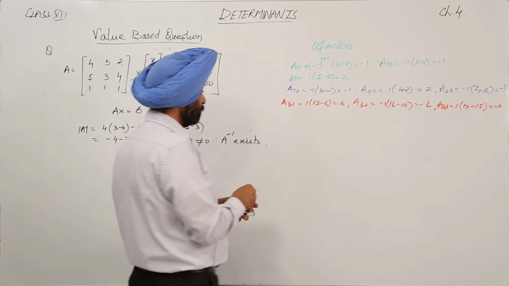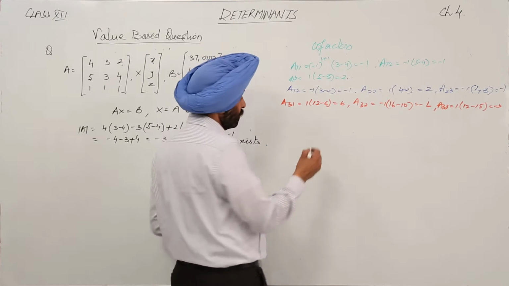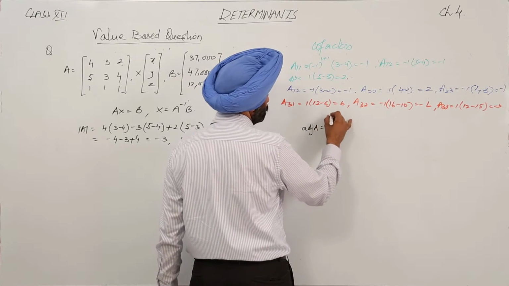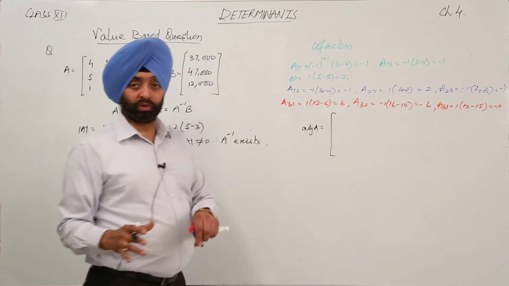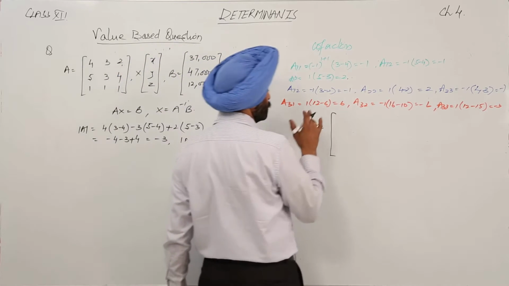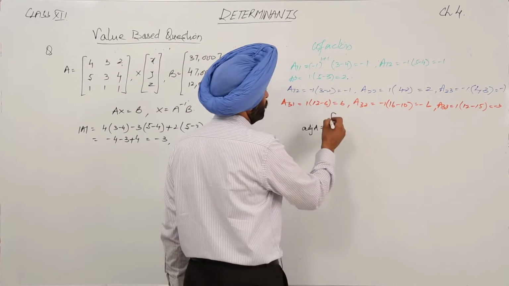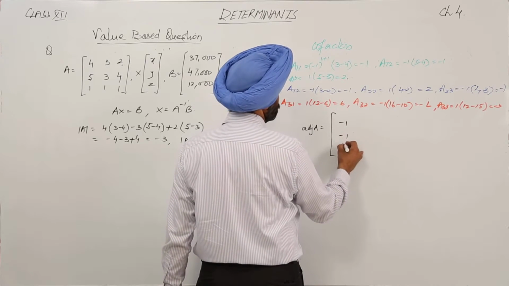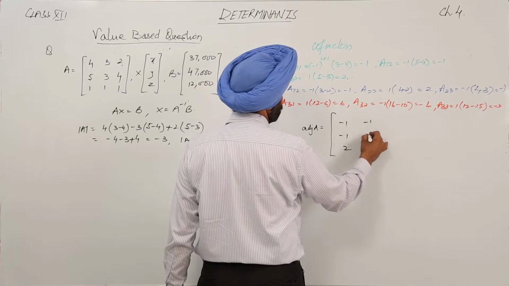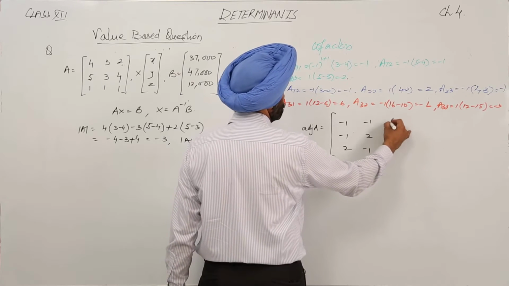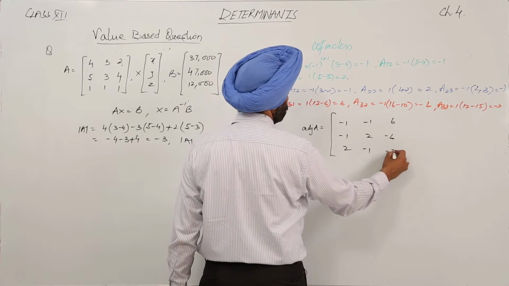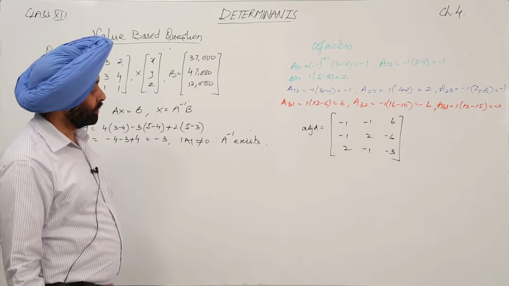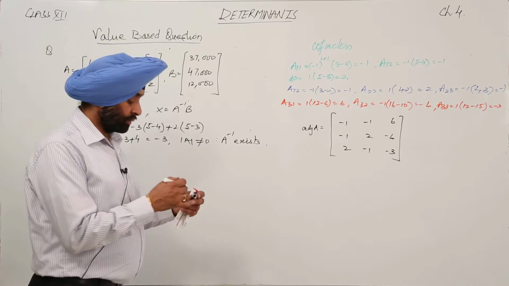Now we are writing it as adjoint. Now adjoint of A is equal to transpose of cofactors. Okay. So adjoint A is equal to, now it will be -1, -1, 6, then -1, 2, -6, and 2, -1, -3. Okay. Adjoint of A, cofactors in the form of transpose.